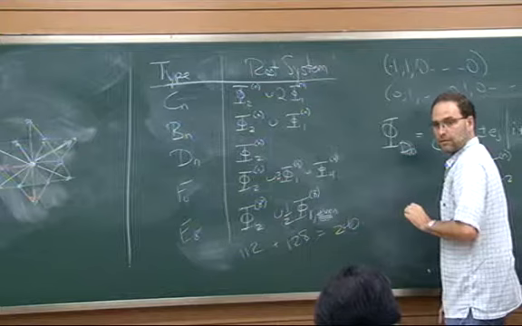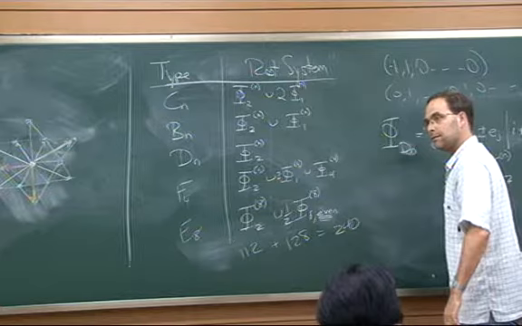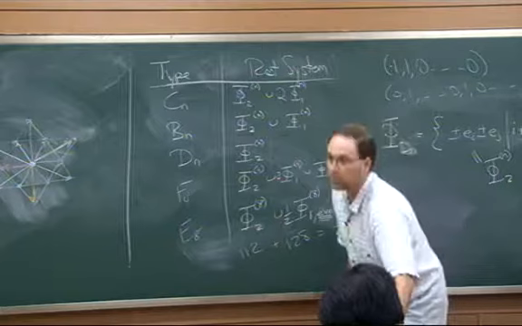E8 doesn't come from Euclidean tiling. Some people find it resistant. Oh, no, it does come from a Euclidean tiling. Yeah, it just doesn't come from the regular polytope.